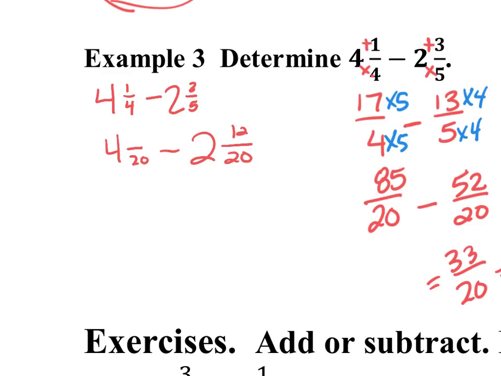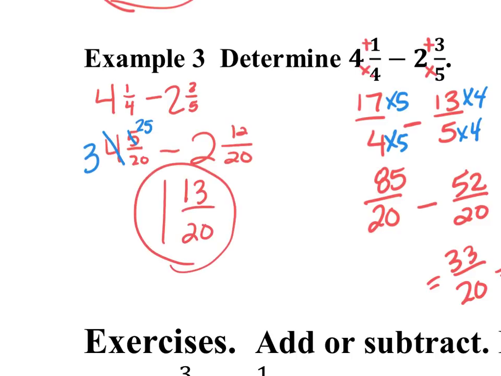So 12/20 and then times 5. Oh, I don't have enough, so I would have to borrow. So I would borrow, which was on your computation, make that 3, and then I would add 20/20 to 5/20, so it would make it 25/20. Okay, and then 25 minus 12 is 13, and then 3 minus 2 is.